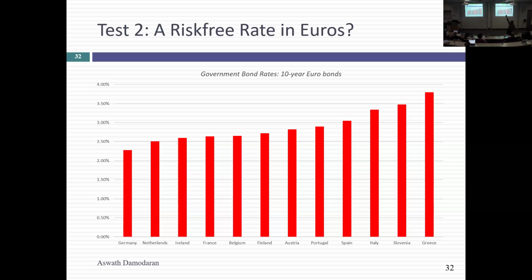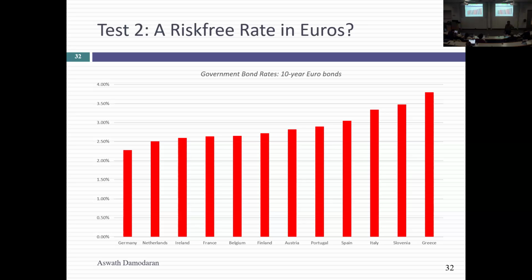Greece used to be off the charts 10 years ago, right? Why? Because there was default risk, which already means that you cannot use any of those higher rates, because the definition of risk-free is you can't have default risk. You can't be using a default. So if you're valuing in euros, which of these rates is probably your safest number?